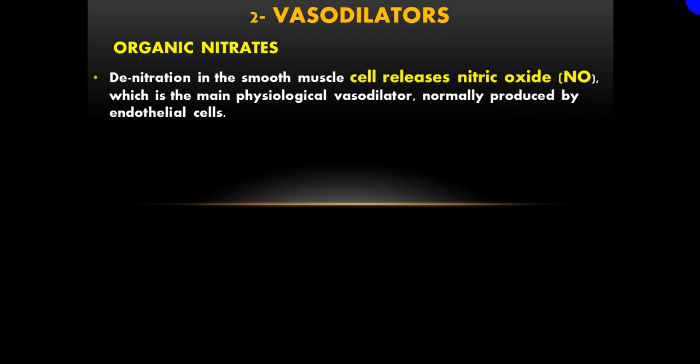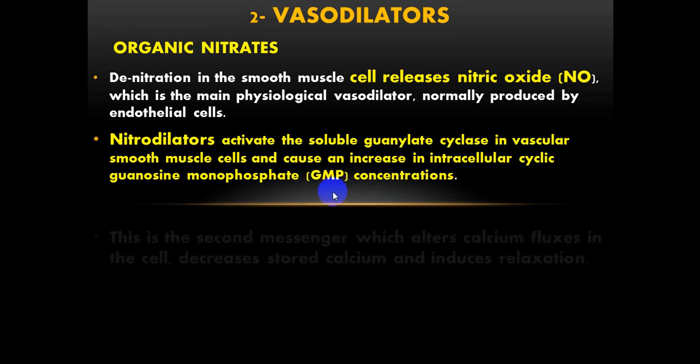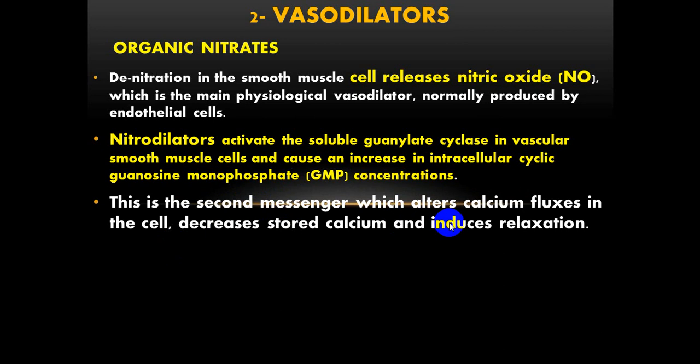As we know, denitration in the smooth muscle cells releases nitric oxide, NO, which is the main physiological vasodilator normally produced by endothelial cells. So the main mechanism is due to the effect of nitric oxide. Nitrovasodilators activate the soluble guanylate cyclase in vascular smooth muscle cells and cause an increase in intracellular cyclic guanosine monophosphate, abbreviated cGMP. This is considered a second messenger which alters calcium influx in the cells, decreases stored calcium and induces relaxation.